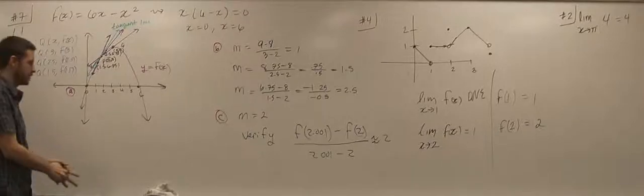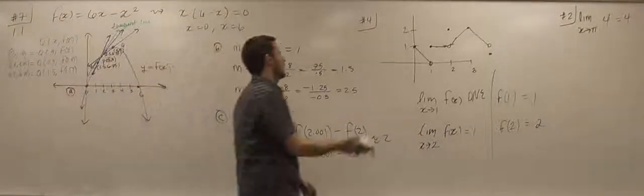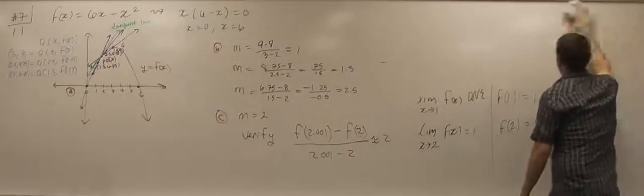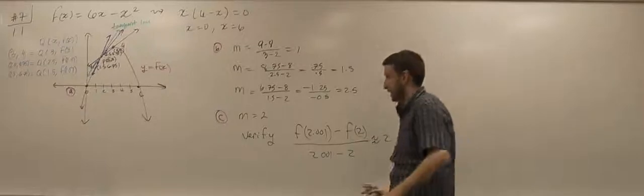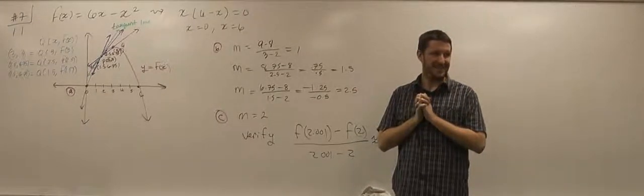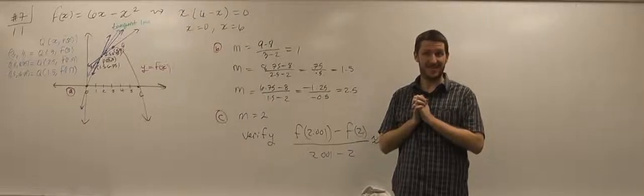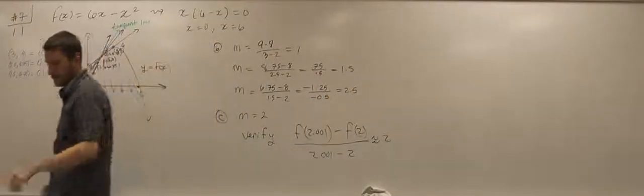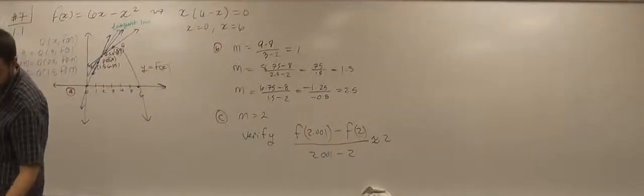So that's what number 7 is about. Questions? Can you do 34 and 1.2? 1.2? Yeah.